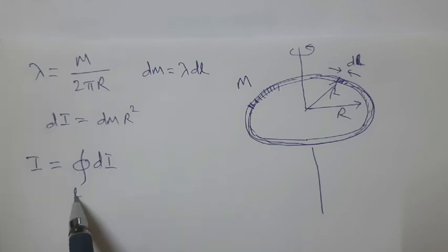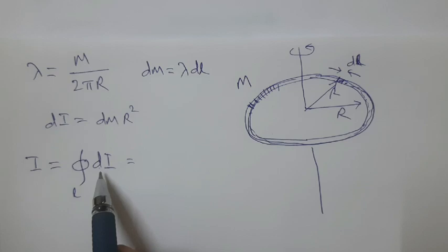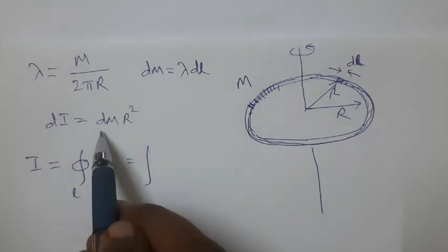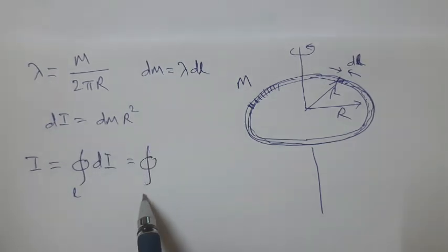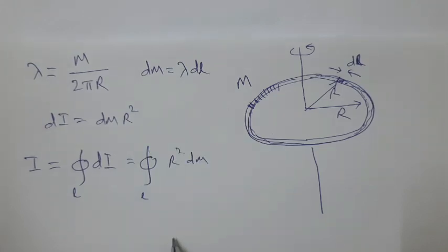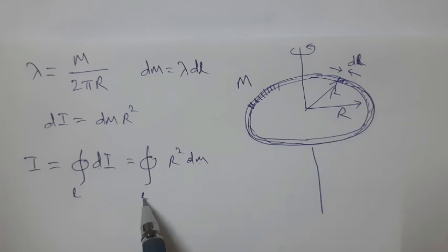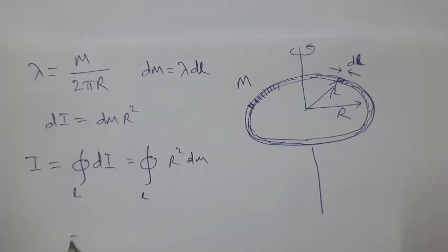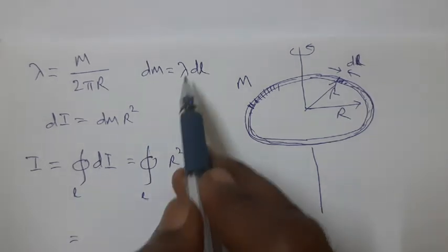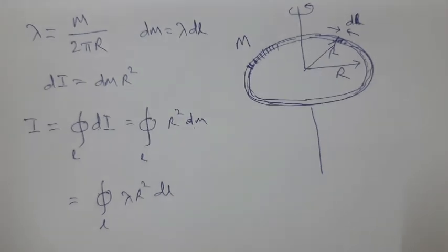Now as the integration is over length, I will have to change the variable from I to L by substituting the expression for moment of inertia. Therefore I will write it is closed line integration of r square dm. But again I cannot integrate this as integration dm, because the integration should be over the length. Therefore dm is to be substituted. Therefore it is integration over L of lambda r square dl. Correct? Lambda r square dl.